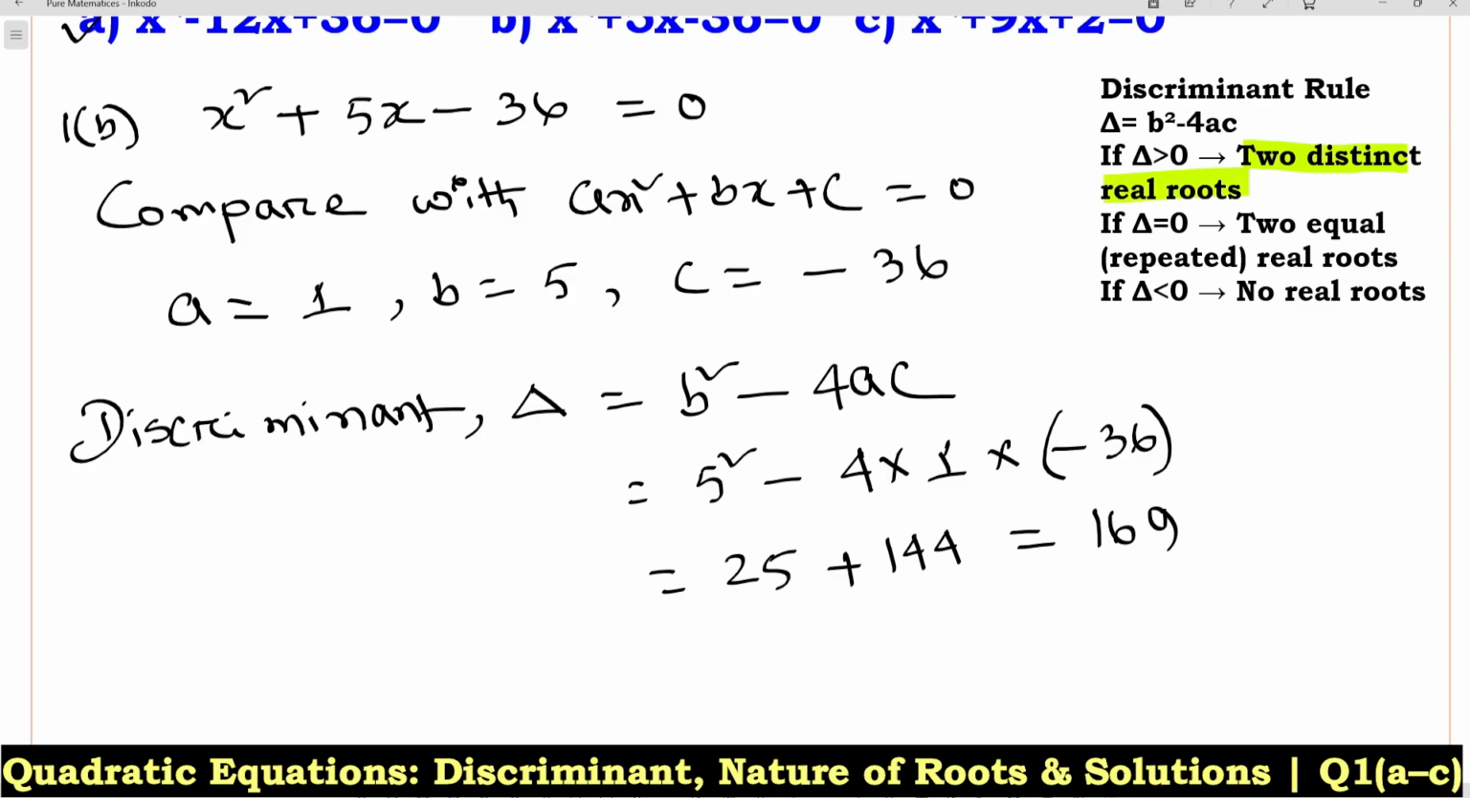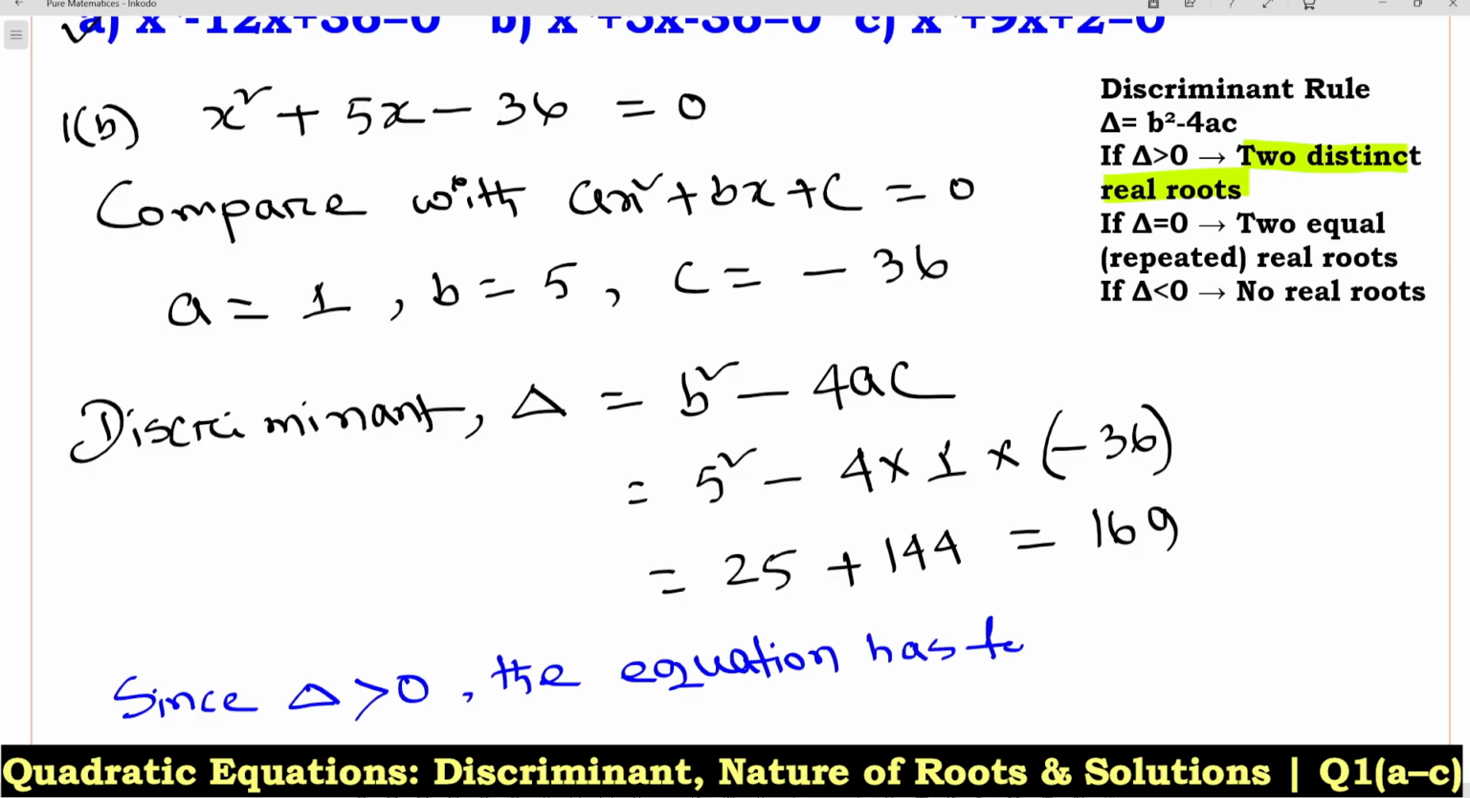So we can say here, since delta is greater than 0, the equation has two distinct roots.